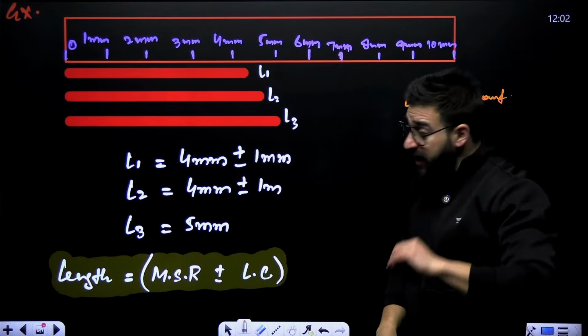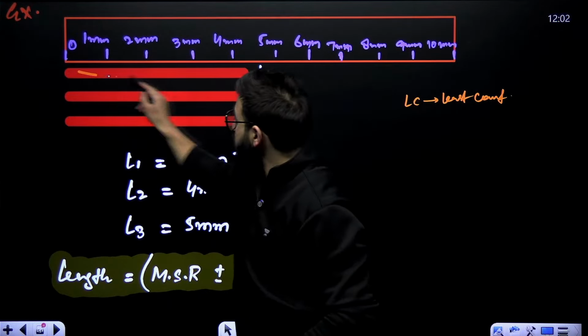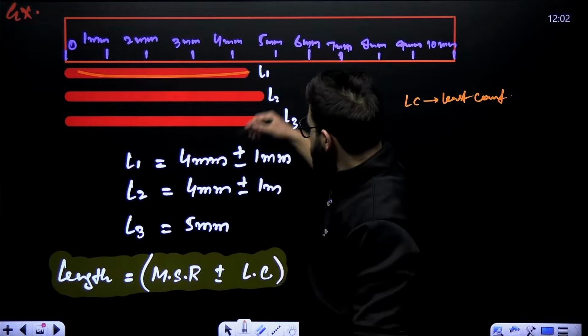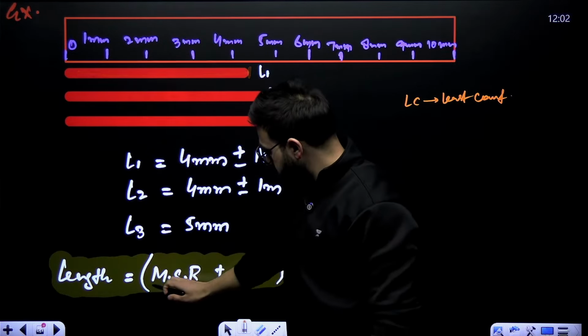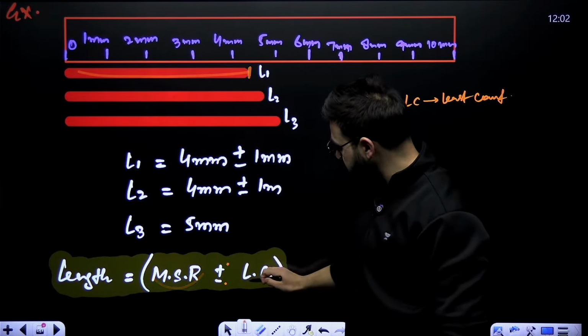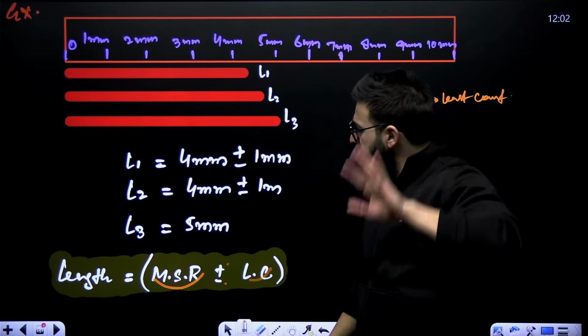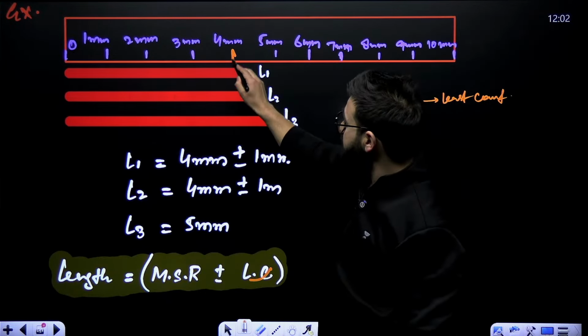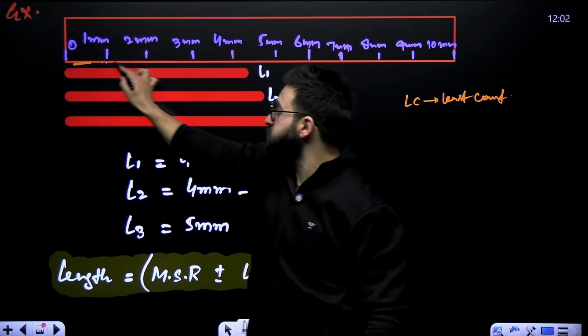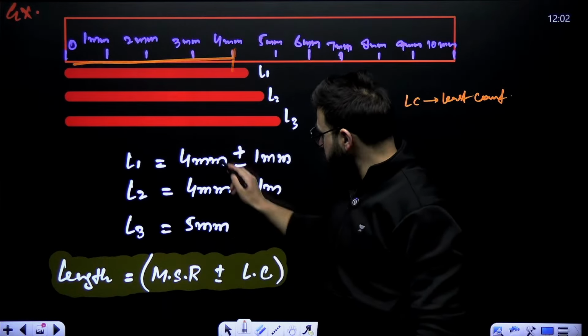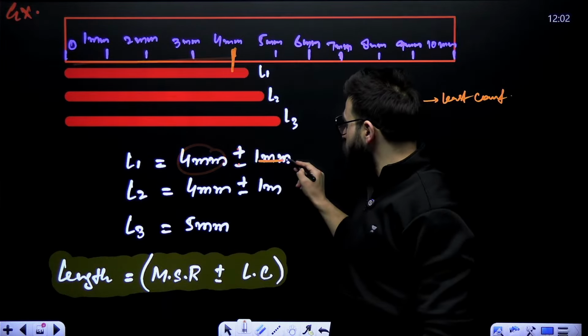Tell me guys here. If you have L1, what is the length of L1? The length of L1 is main scale reading plus minus least count. Least count is 1 mm for meter scale, fixed. Now, what is the main scale reading? That is 4. It has crossed 4. So it is 4 mm plus minus 1 mm.